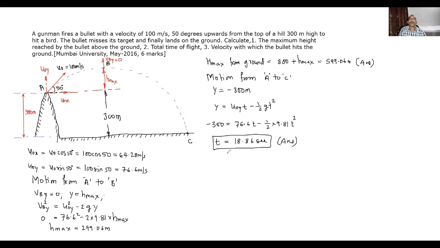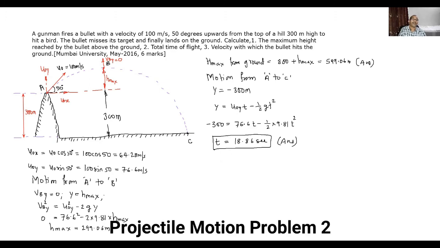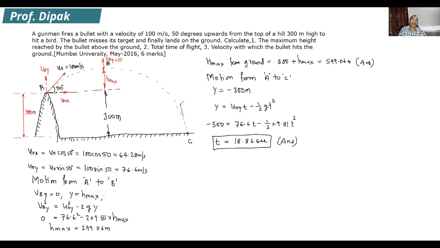Third part is the velocity with which the bullet hits the ground. This one is a very interesting part. At C, when we find the velocity, it will not be horizontal or vertical, we will always get an inclined velocity. This is VC. You'll never get this resultant velocity directly. For that, we'll find its components. Vertical component you can say VCY. Horizontal component is VCX.